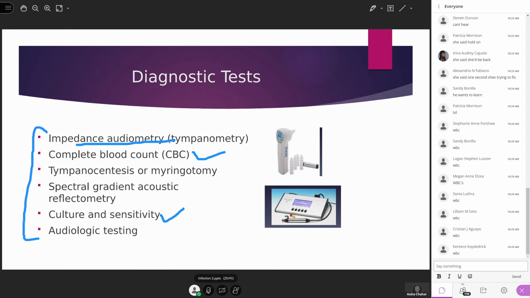So impedance audiometry, what that is here, this is a picture that I have put for the impedance audiometry. This is a little device that we use for checking the compliance of the tympanic membrane. So this is the piece that gets inserted.